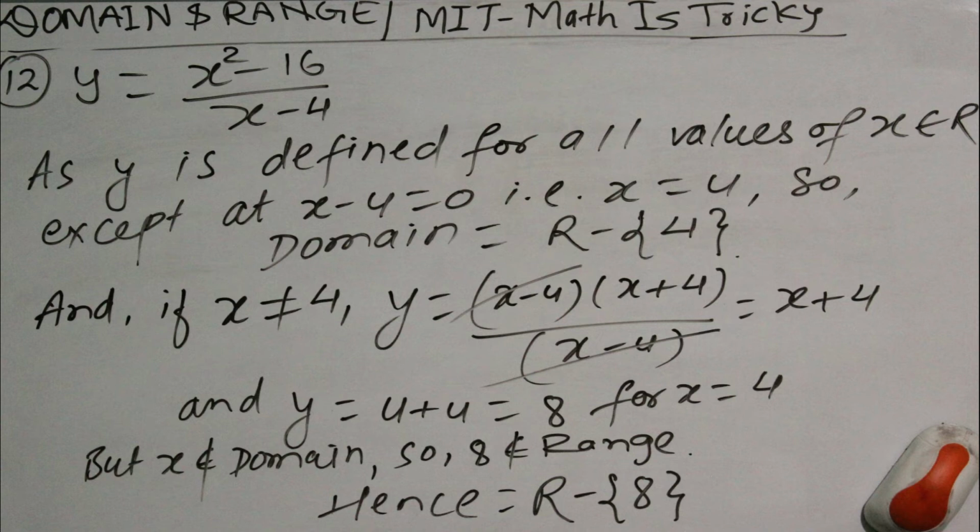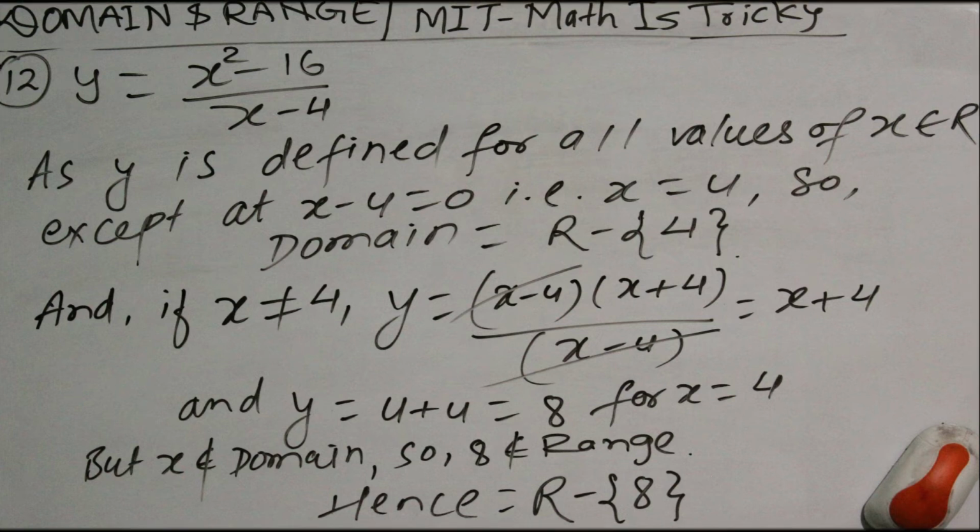Now we can see it is defined for all real values of x. But 4 is not included: if we put x equals 4, we'd get y equals 4 plus 4, which is 8. As we don't have 4 in the domain, we will not get 8. For all other values the function is defined, because x equals y minus 4 gives finite values which belong to the domain. So in this case, the range is simply R minus {8}, because 8 can't be obtained as a value of y since we don't have 4 in our domain.